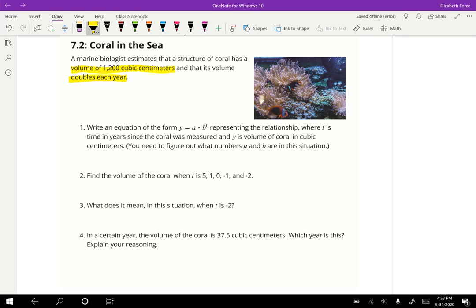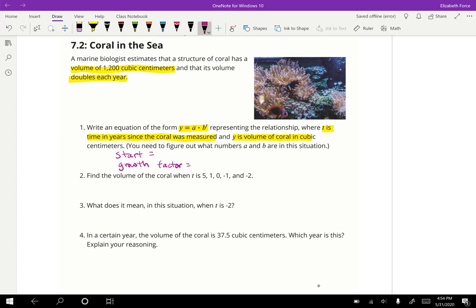Remember, when you hear that phrase doubling, multiplying, or taking half of something, that's an exponential growth, not a linear growth. So number one wants us to write an equation in the form of y equals a times b to the t power, representing the relationship where t is time in years since the coral was measured, and y is the volume. So really, in order to know how to write an exponential equation, you just want to know these two things. What did you start with? And what is your growth factor? What are you multiplying by to get each new value?